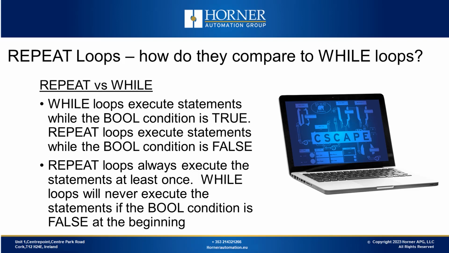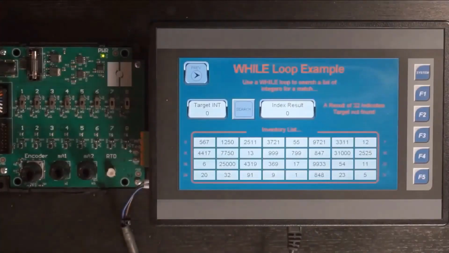While loops run statements while the Boolean condition is true, whereas repeat loops execute statements while the Boolean condition is false. Importantly, repeat loops always run the statements at least once, as they appear before the condition. Conversely, while loops place the condition before the statements, meaning there's no assurance that the statements will run if the initial Boolean condition is false. Now we'll go to the bench and look at a demonstration of while loops.